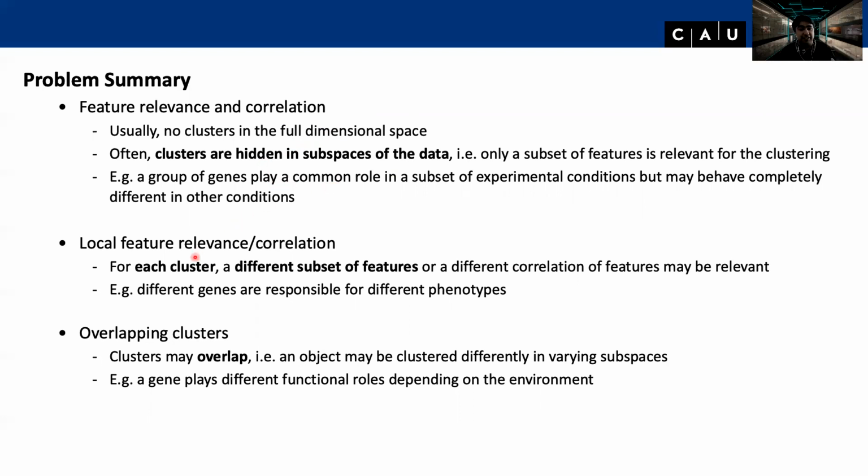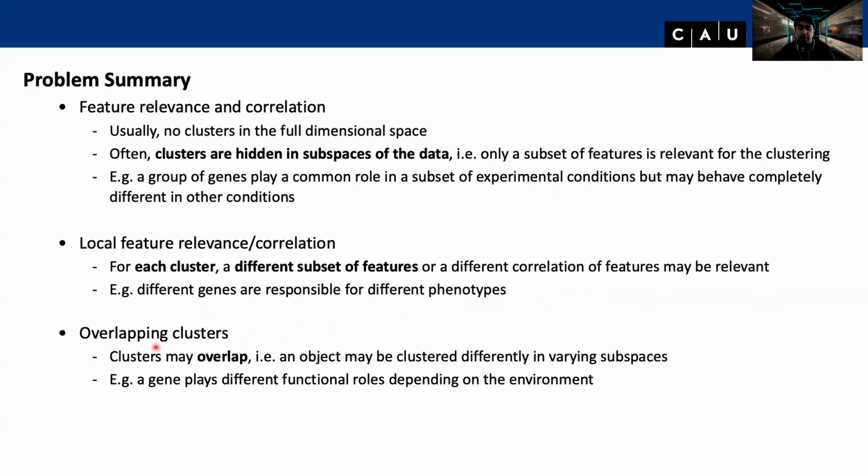The second part that we had here is that local feature relevance or correlation needs to be taken care of. For each cluster, a different subset of features or a different correlation of features may be relevant. As you have seen with disease 1, disease 2, disease 3, they had 3 different orientations or directions of their correlation, and also correlation strength. As such, we need different subsets or different linear combinations of these features. As an example, different genes are responsible for different phenotypes, so what is expressed in the part that is visible.